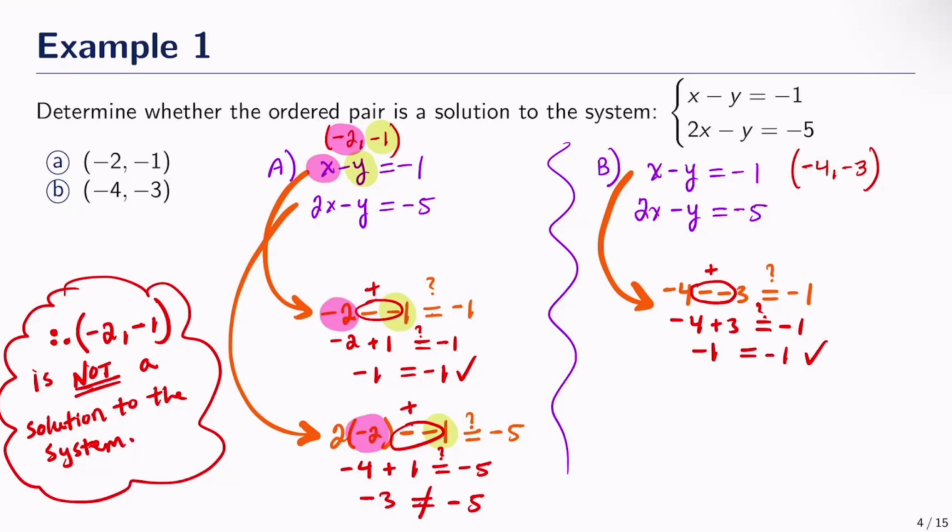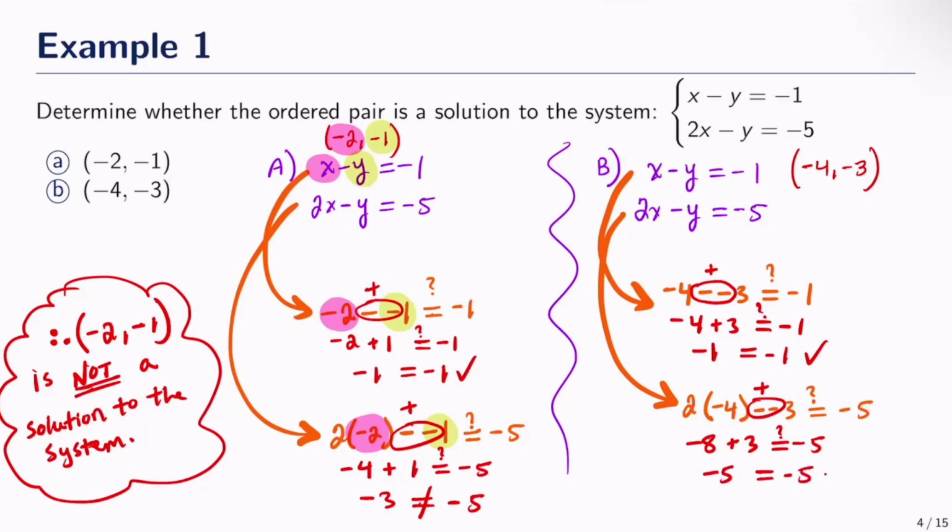But we need to test the second one as well. So we have 2 times -4 minus -3. Does this indeed equal -5? Two negatives next to each other give us a positive. 2 times -4 is -8. -8 plus 3. Does this indeed give you -5? It does.